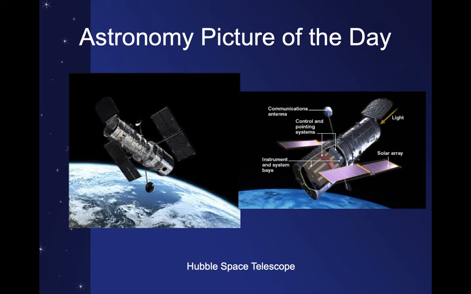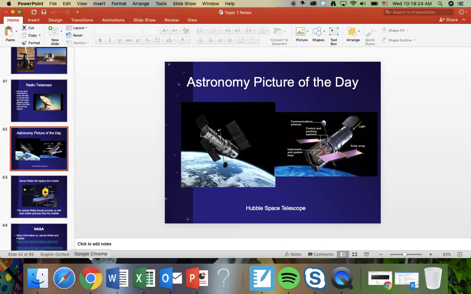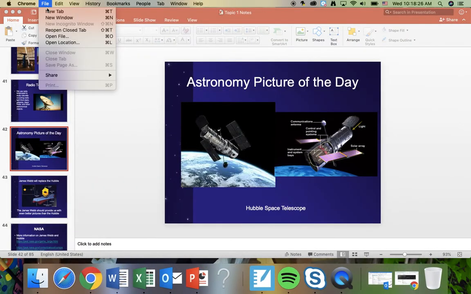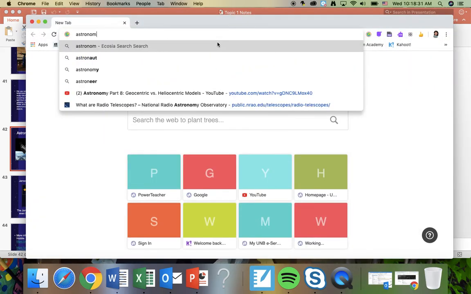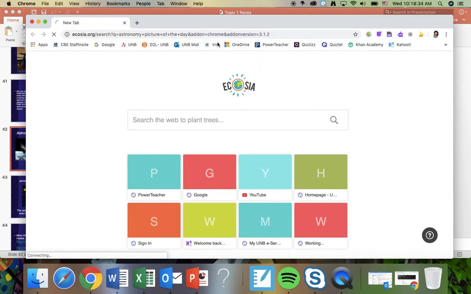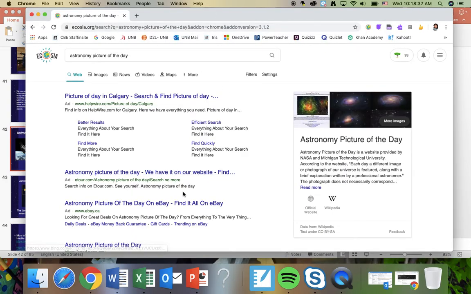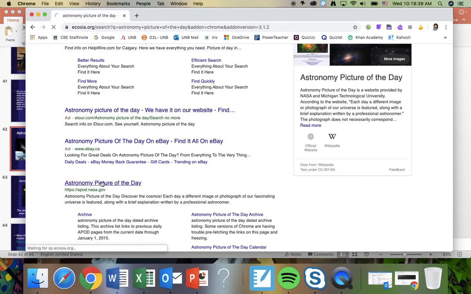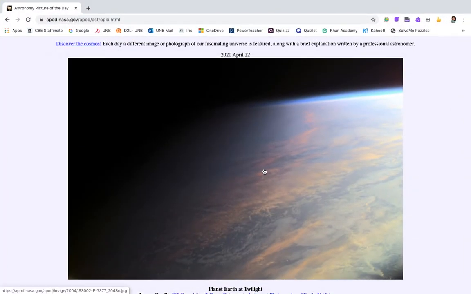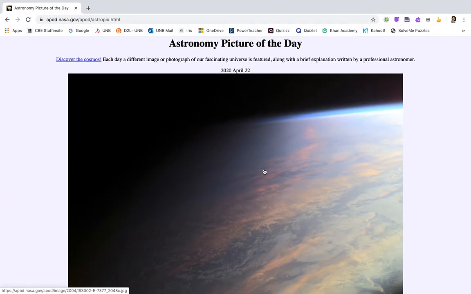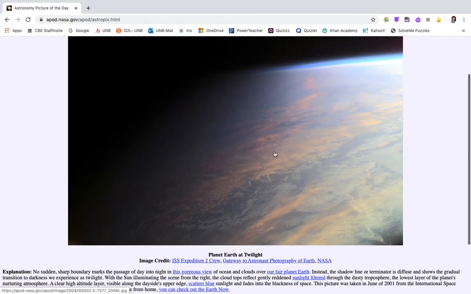Now, the Hubble telescope is something that I'm hoping you guys have heard of. The Hubble telescope helps us look at certain objects in space. There's something called Astronomy Picture of the Day, and I'm going to show it to you because it's really neat. They use the Hubble telescope to help us see certain objects in space. So the Hubble telescope collects these images.